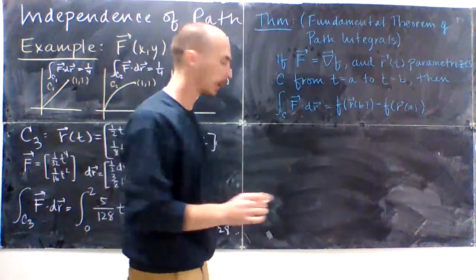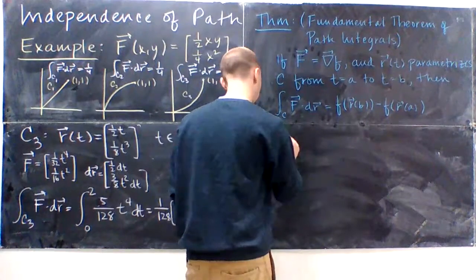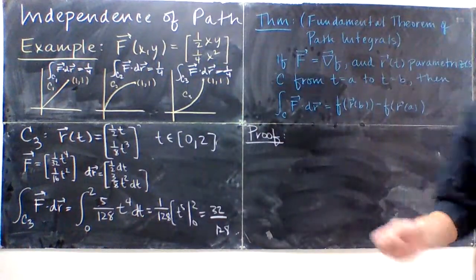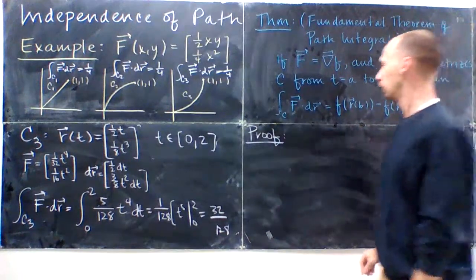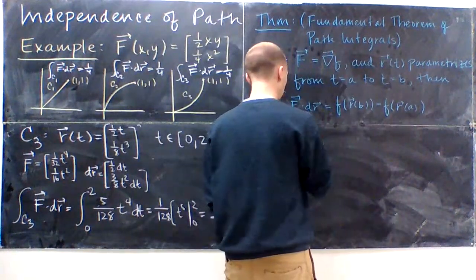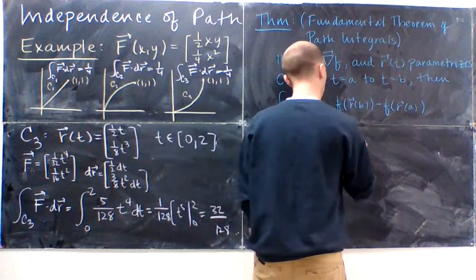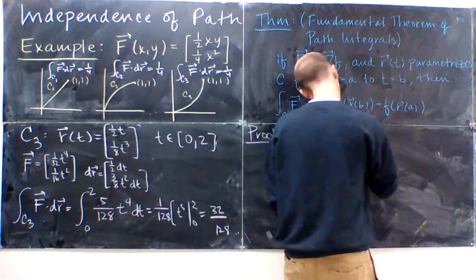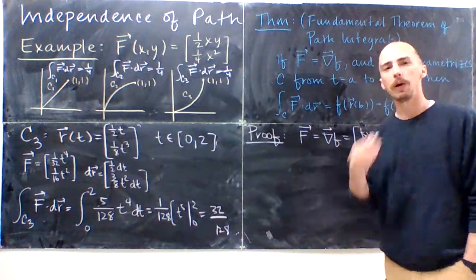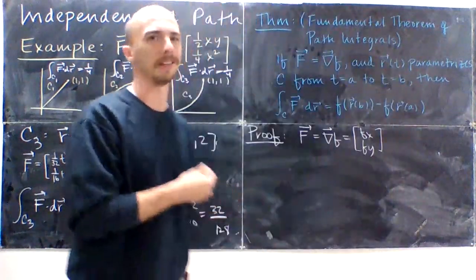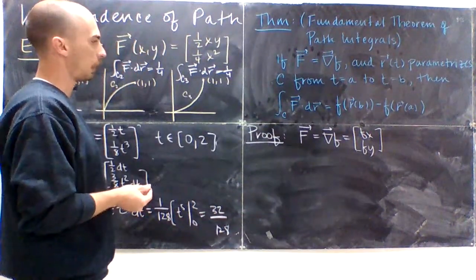It's actually very direct. So I'm going to start by assuming that large F is a conservative vector field. I'm just going to remind you that large F is the gradient of this small f, which means it's the partial of f with respect to x and the partial of f with respect to y. Now I'm going to prove this for you in 2 dimensions, but in 3 dimensions it would be exactly the same, right?